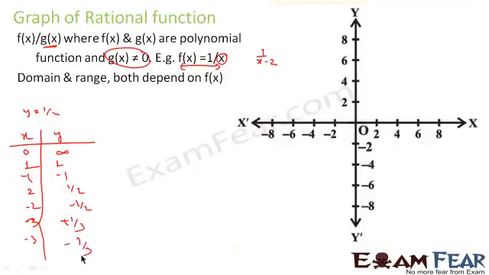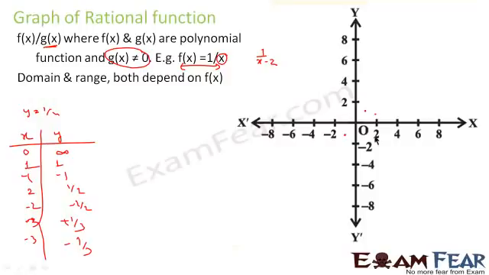Let's plot this. X equal to 0, it's infinite. We can plot this now. X equal to 1, y is 1. X equal to minus 1, y is equal to minus 1. This is the point here. X is equal to 2, y is equal to 1 by 2, less than this. Correct?